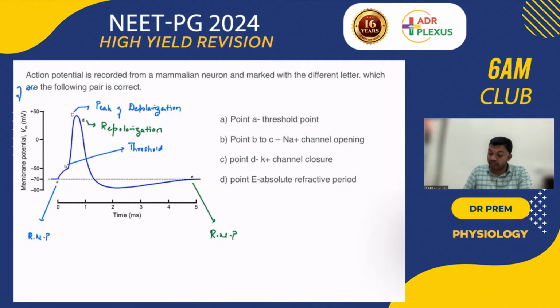Option A says point A is threshold. Wrong. Option B says, from point B to point C, this is marked by sodium channel opening. Absolutely, yes. This is depolarization, sodium channel opening. And option C, point D to point E, potassium channel closure. This is wrong, because repolarization is caused by potassium channel opening. So C is also wrong. D, again wrong. Hence B is the right answer, guys.